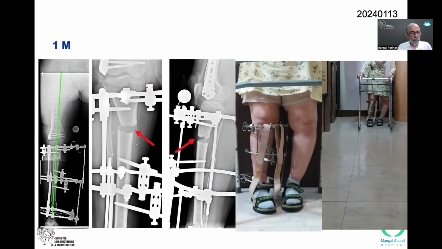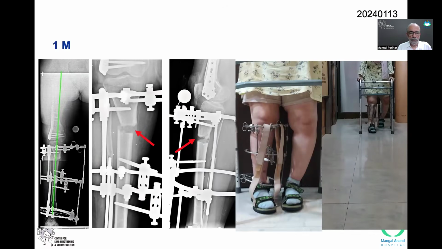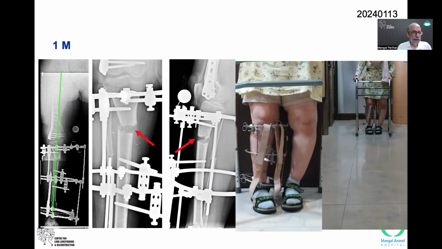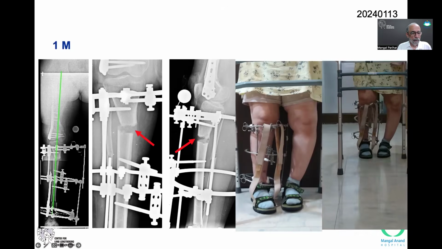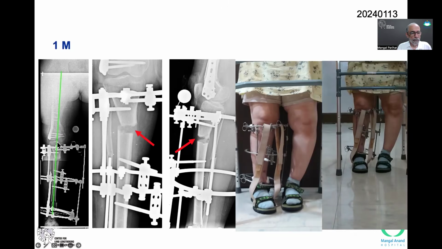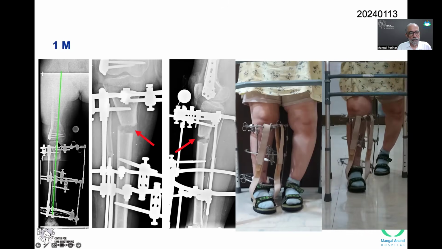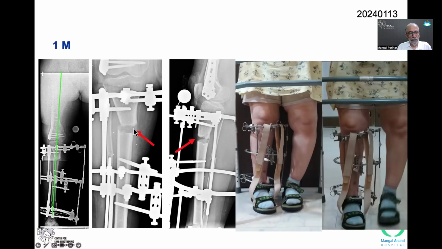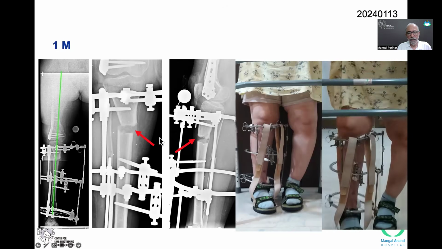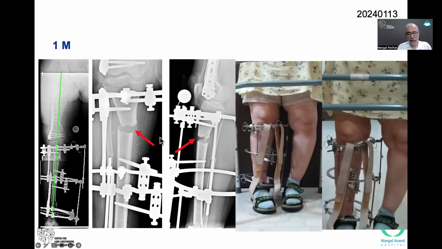So at the end of a month with gradual distraction, this is what the full length X-ray looks like. So that green line is the weight-bearing line of the limb, and it is passing perfectly through the center. So there is some opening out on the upper osteotomy and some opening out on the distal osteotomy.